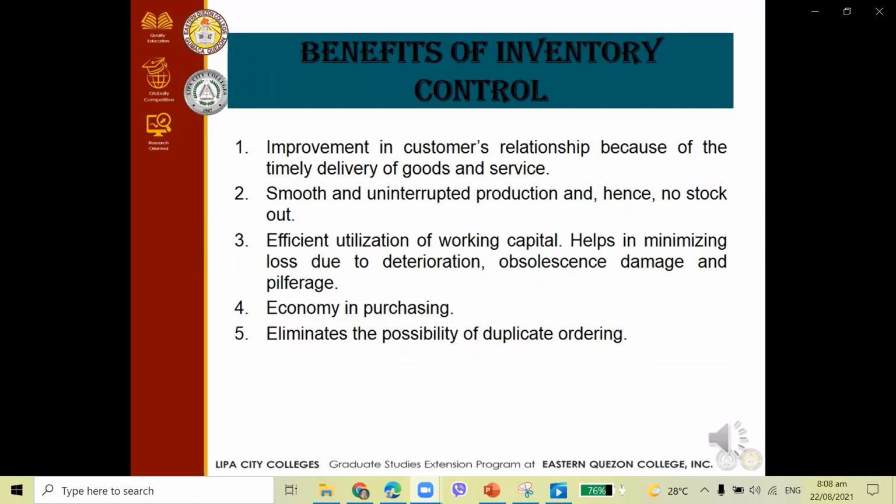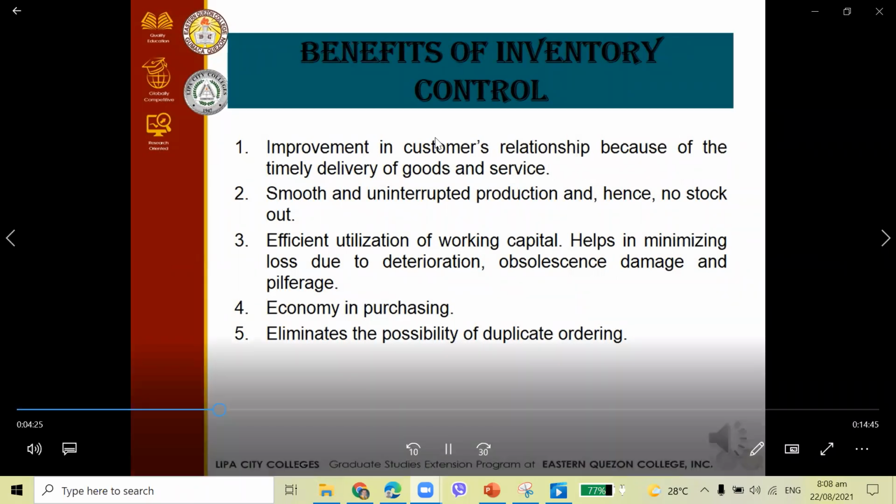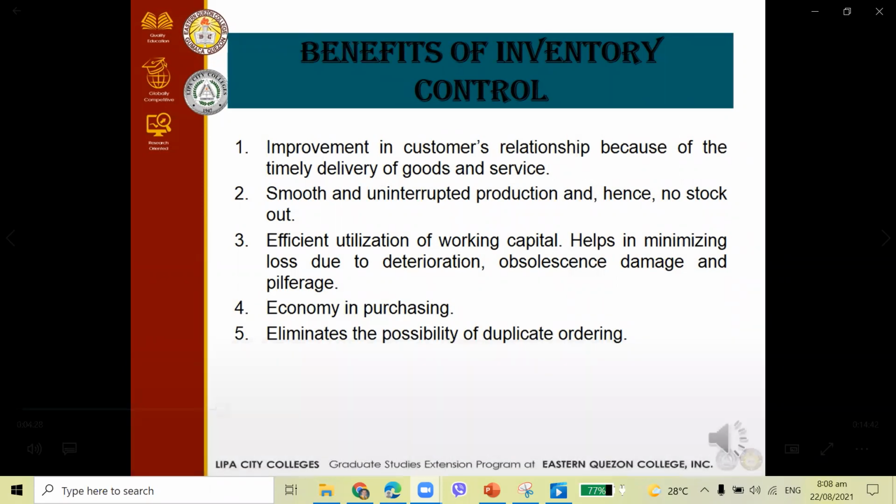Here are the benefits of inventory control. One is improvement in customer relationship because of the timely delivery of goods and service. Two, smooth and uninterrupted production and hence no stock out. Three, efficient utilization of working capital. It helps in minimizing loss due to deterioration, obsolescence, damage, and pilferage. Four, economy in purchasing. Five, eliminates the possibility of duplicate ordering.